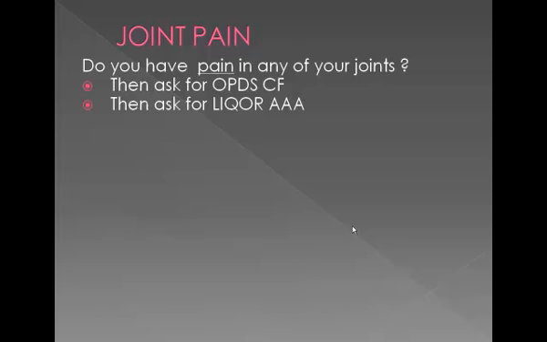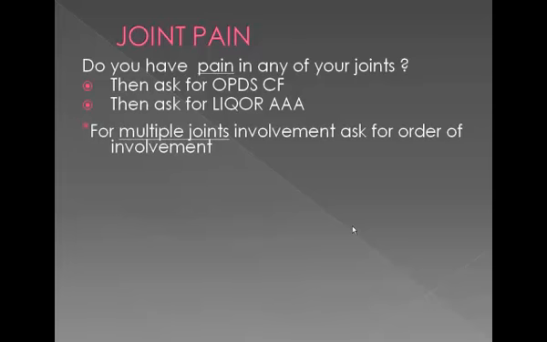Then the AAAs are aggravating, alleviating factors and associated symptoms. So does anything make the pain better? For example, the patient might say maybe giving hot water fomentation makes it better. And what makes it worse? The patient might say, I'm fine as long as I'm sitting, but when I start walking, then it starts to hurt, doctor. Okay? And think of the other associated symptoms in a joint case, which is the list that we just went through. Is there any stiffness, any warmth, any redness? What if there are multiple joints with pain? When multiple joints are involved, please ask, what's the order of involvement?